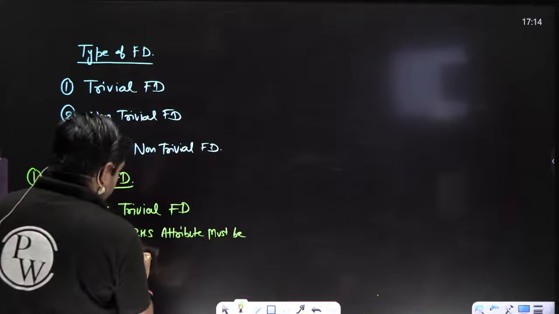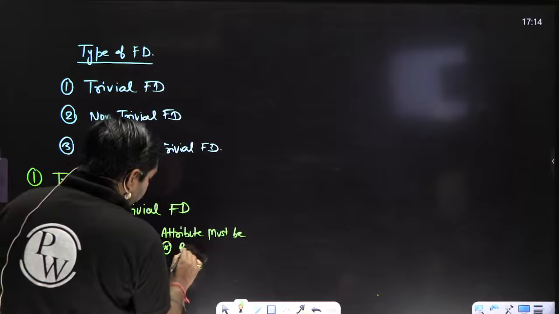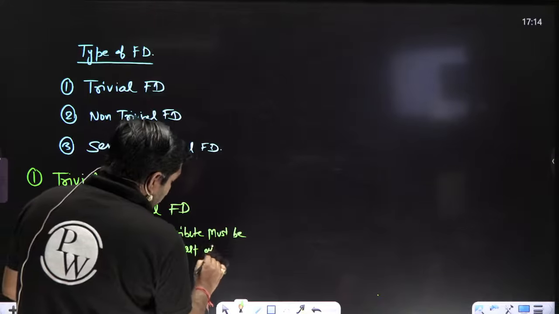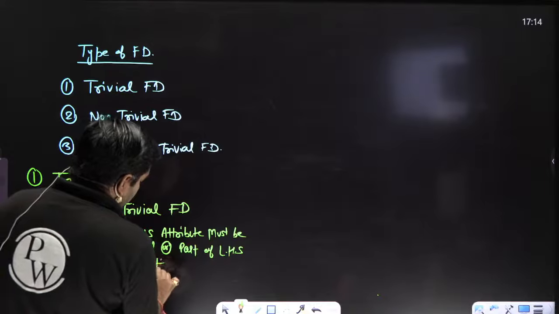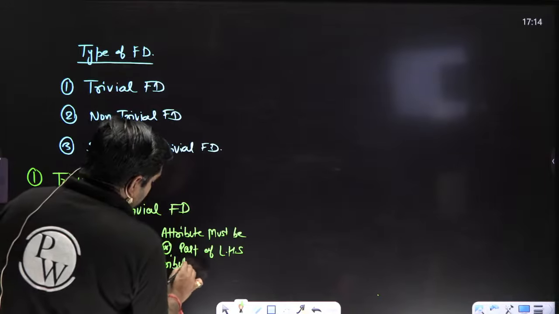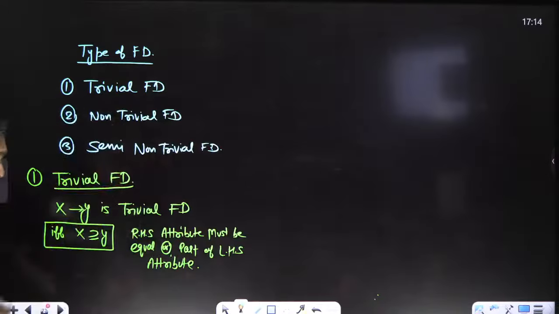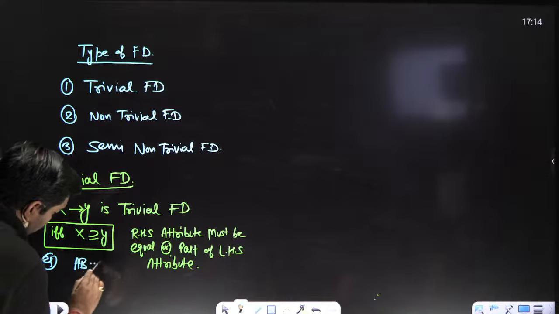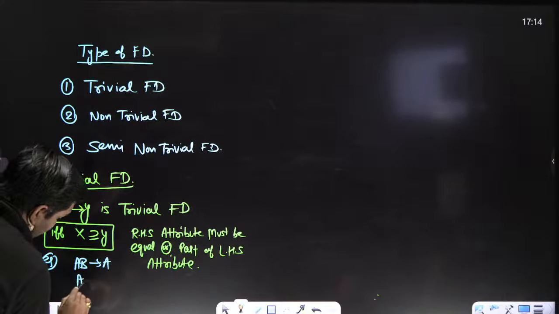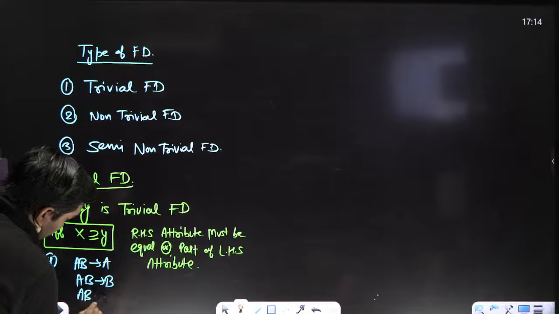The right hand side attribute must be equal or part of the left hand side attribute. For example, AB determines A, AB determines B, or AB determines AB.